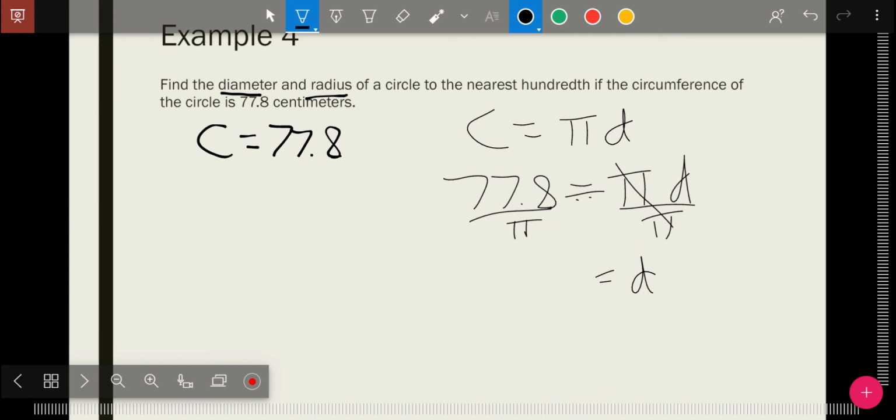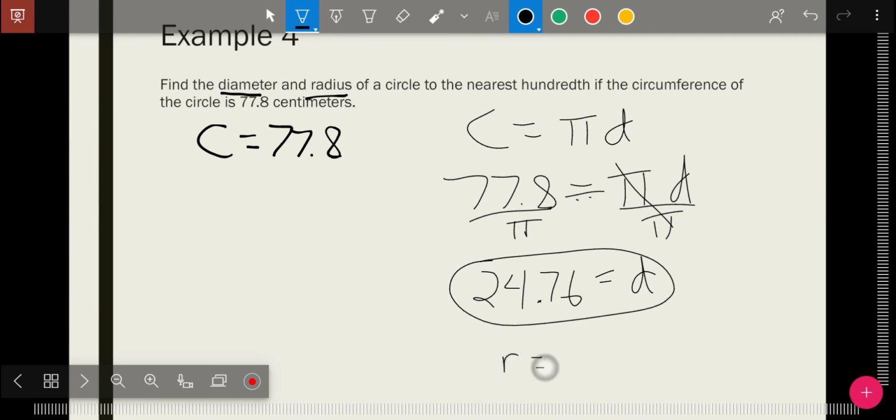And so now I'm going to take a calculator. I'm going to type in 77.8 divided by pi. I get, nearest hundredth is 2 decimal places, so 24.76. And then to get the radius, I have to cut that in half. And so I would get the radius is half of that, 12.38.